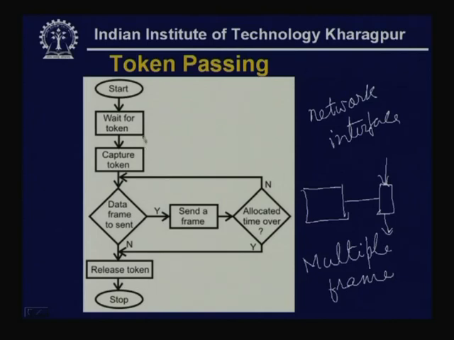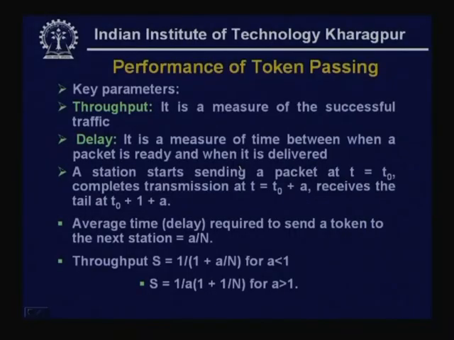So, in this way, each station waits for the token, captures it, sends the data, and after all the data is transmitted or the time is over, it releases the token, and then it goes to the next station. This is how the data communication takes place in a round robin manner using the token passing protocol. Let us see the performance of the token passing protocol.